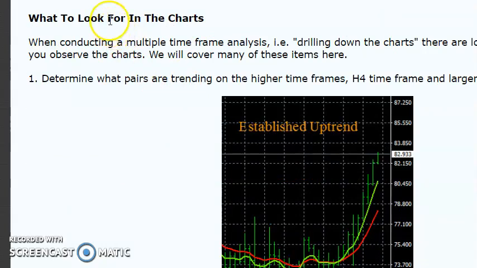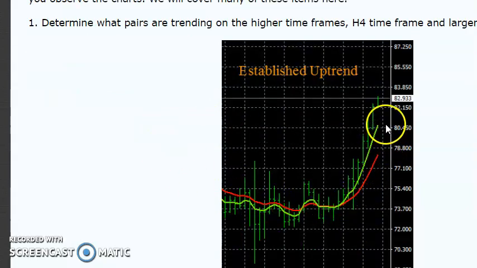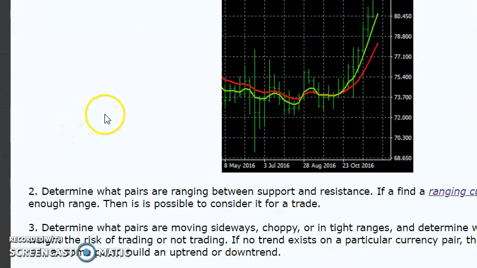So when you're drilling down the charts and applying multiple time frame analysis, what are the things that you're looking for? One of the things you can do is see what pairs are trending. This is an example of a pair that's just trending. It's a generic time frame, it could be any time frame, but you can see it's in an uptrend. You've got increasing tops and bottoms here on your bar chart. If this is the H4 time frame or larger, D1, W1, you'd be looking to trade this, and you'd be looking to buy this pair.